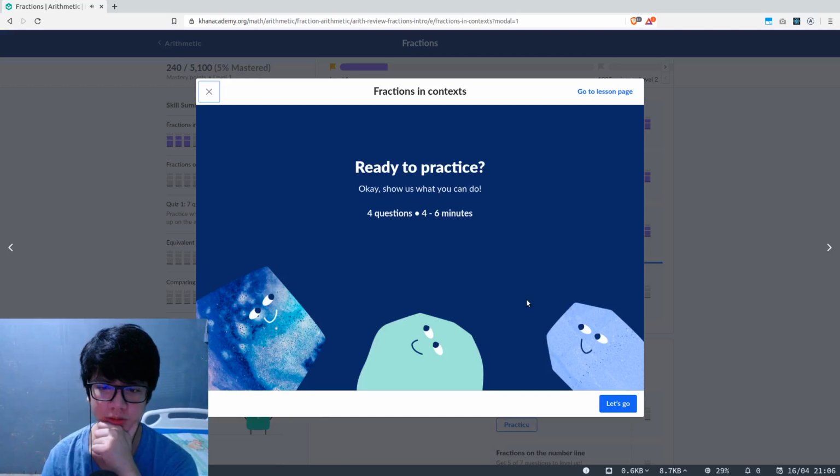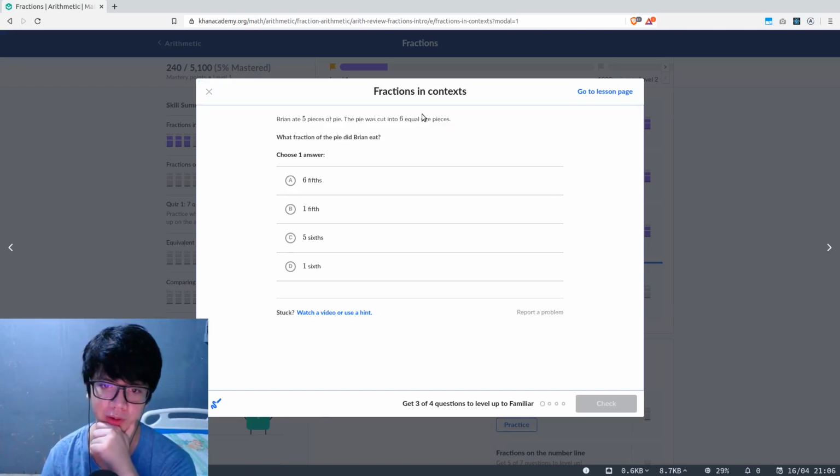Fractions and contents. Okay. I think that's going to be one word problem, right? Okay. Brian ate 5 pieces of pie. The pie was cut into 6 equal pieces. What fraction of the pie? 5/6.